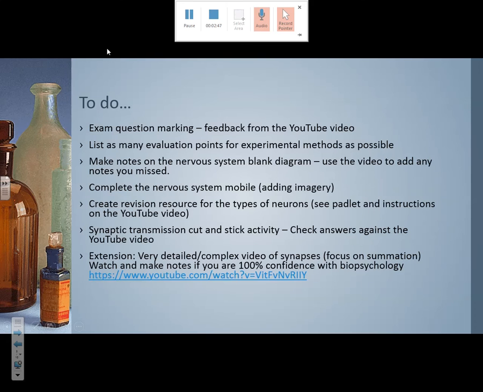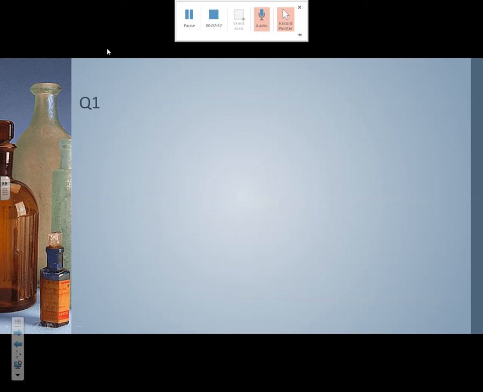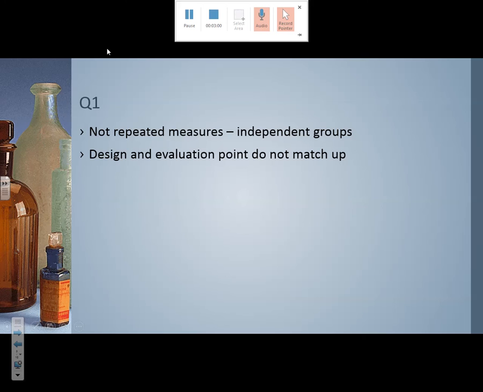Okay, so we've done all the to-do. Hopefully you've answered all the questions on the sheet, and then if we go through the answers, so question 1, hopefully you noticed that it was not repeated measures, it is independent groups on the sheet. The design and evaluation points do not match up, of course, because it's not repeated measures, it's independent groups, and the strength is for repeated measures, so you don't suffer from order effects in the independent groups.